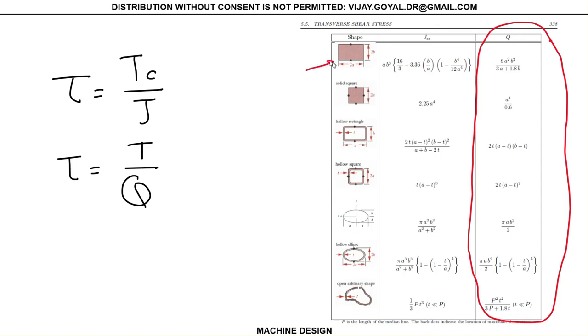Just be careful of this. This is 2 times A, and this is 2 times B. So if you have a cross section where this is A and this is B, you have to take half of that. That's what goes inside here. It's half of that distance. Okay, just have to be cognizant of that.